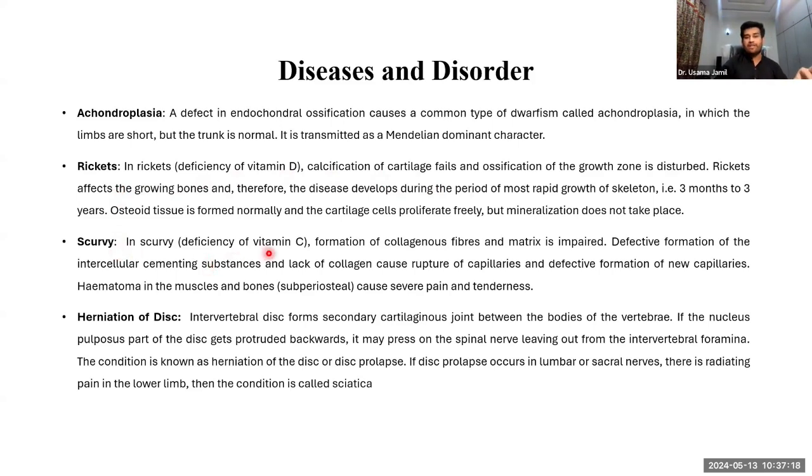Scurvy is basically a deficiency of vitamin C. It is also important in the formation of collagen fibers. Basically, collagen is a protein in our body, and it is a very important component of our skin as well as other connective tissue, like the soft parts of our body. So whenever there is a deficiency in vitamin C, our collagen is not properly formed, which means our bone meshwork is not properly formed, which means there is no proper cementing of our bones. You get it? If we have a proper mesh, we can trap calcium in that mesh.